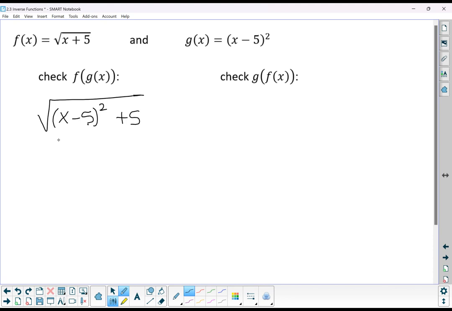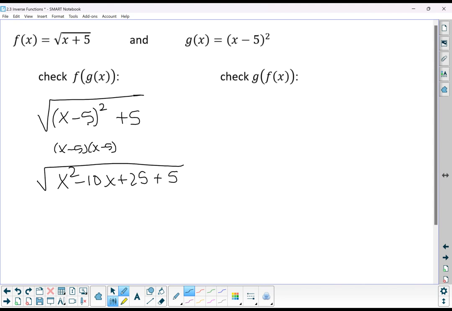I mean, we could square out the x minus 5 to see if we could cancel something. x squared minus 10x plus 25. And then we have this extra 5. That's all under a root. And you can see that these two can combine, but this just can't really simplify. So we can probably conclude that these two are not inverses.